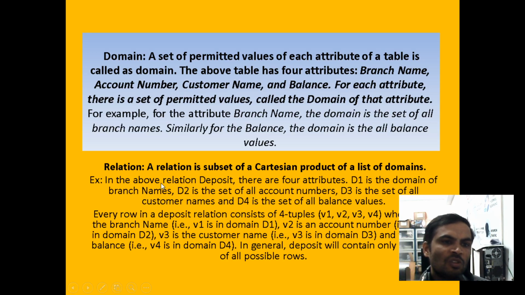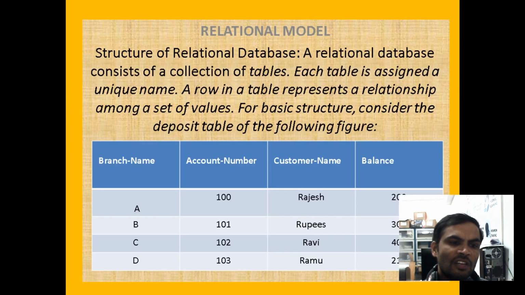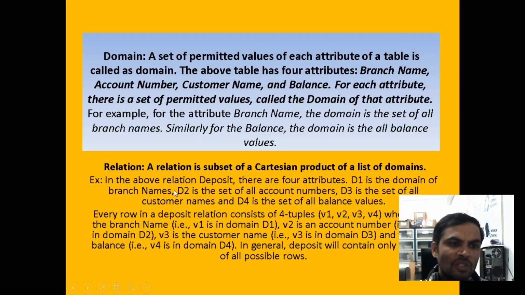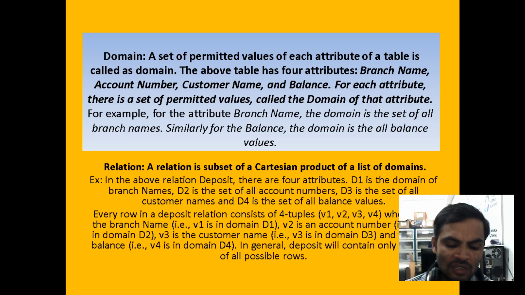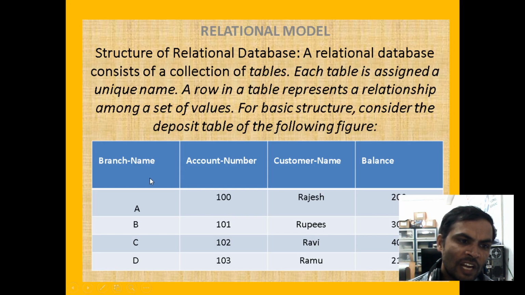Next we go to the domain. A set of permitted values for each attribute of the table is called a domain. For your understanding, branch can be called a domain. The above table has 4 attributes, and these 4 attributes we can call domains.